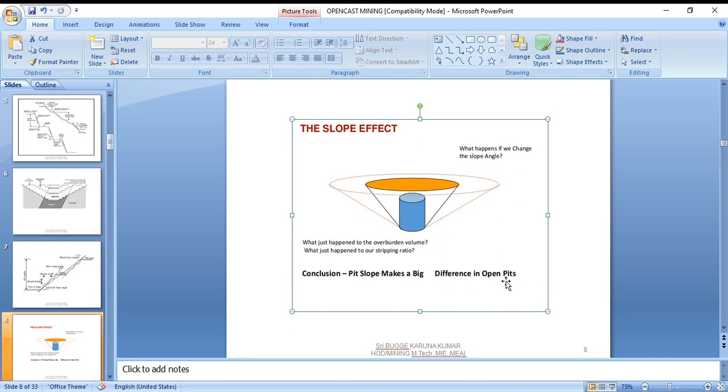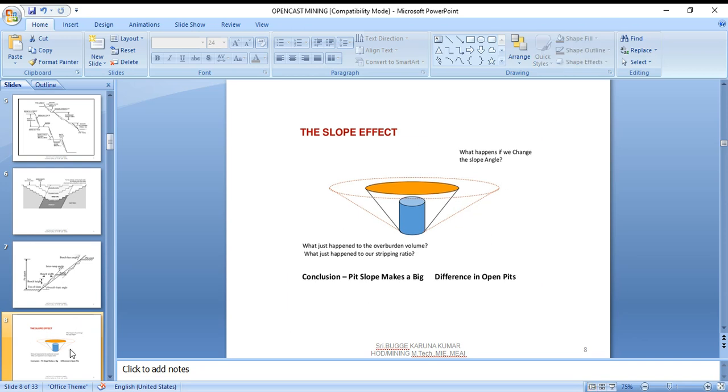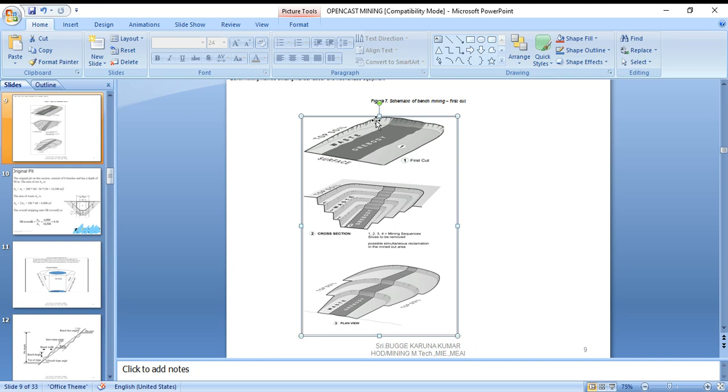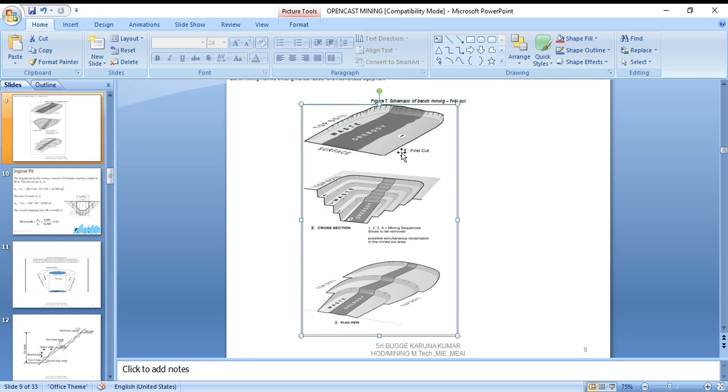That is what I am showing here. Then I go to the next slide. Right, so here you can easily observe how the cutting of the entry level is done. Here, this is called the first cut. This is the top level, this is the surface.